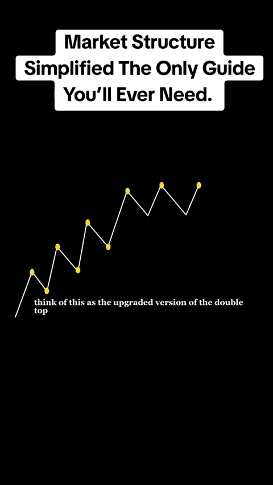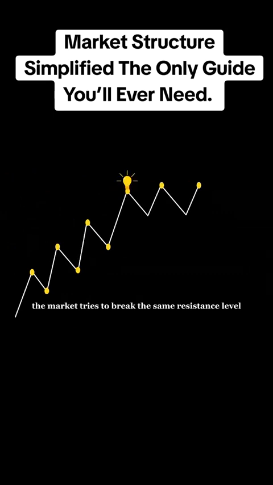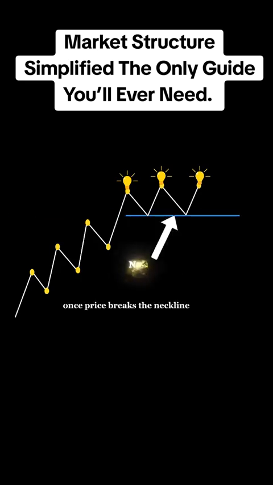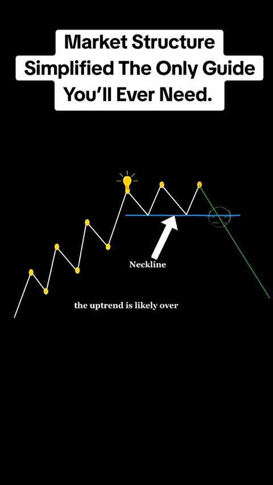Triple tops. Think of this as the upgraded version of the double top. The market tries to break the same resistance level 3 times. Each time, sellers reject the price at the same level. This shows buyers are completely exhausted. Once price breaks the neckline, the uptrend is likely over.